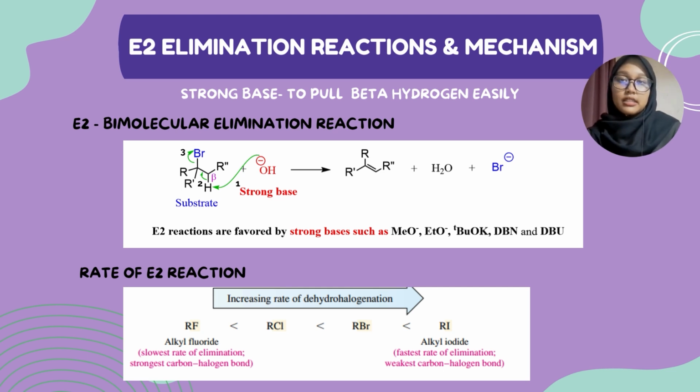And next, you can see the rate of reaction. Alkyl iodide, RI, has the fastest rate of elimination, and meanwhile, alkyl chloride has the slowest rate of elimination.